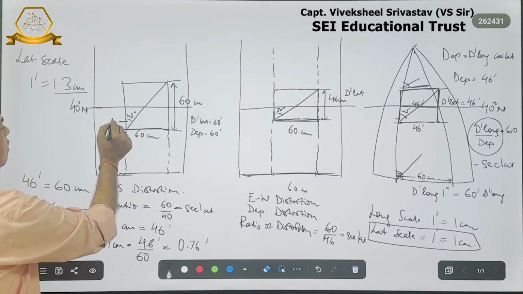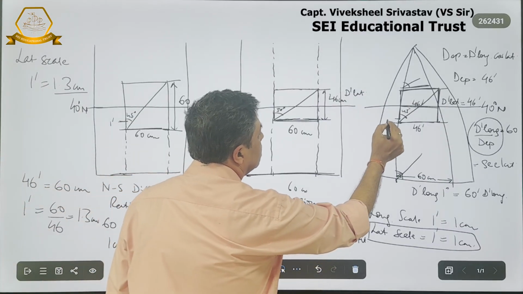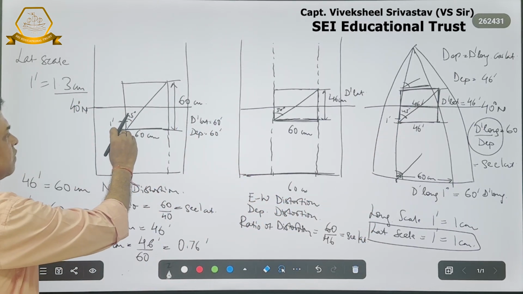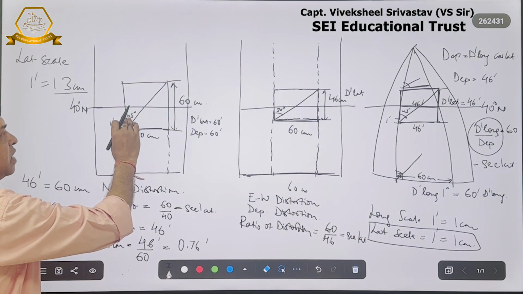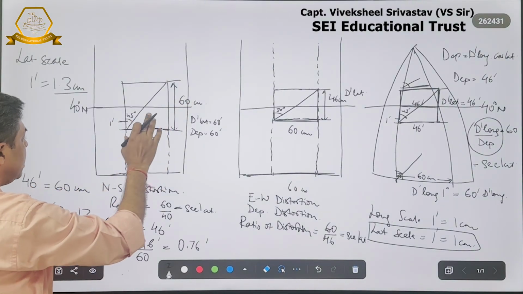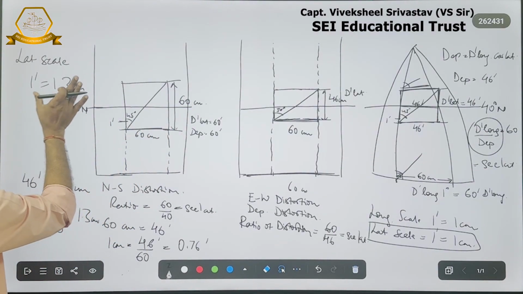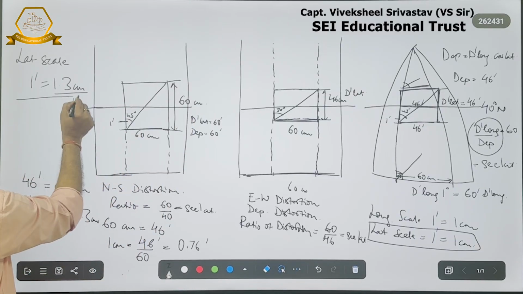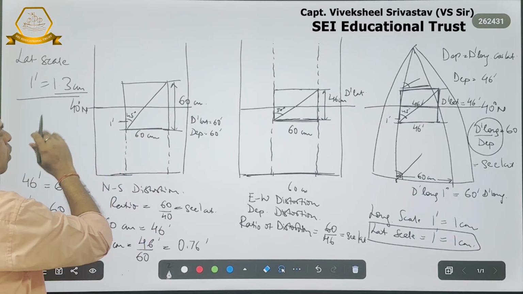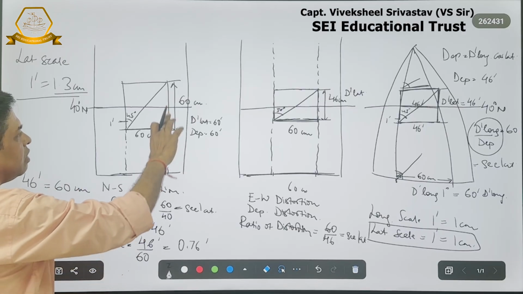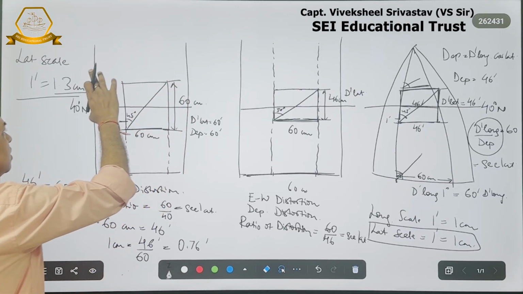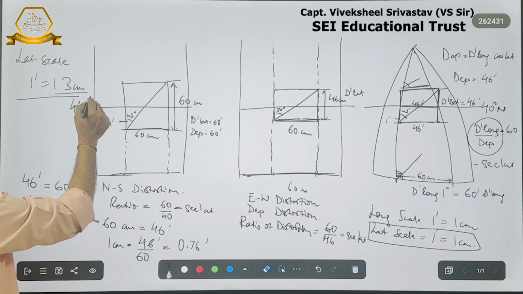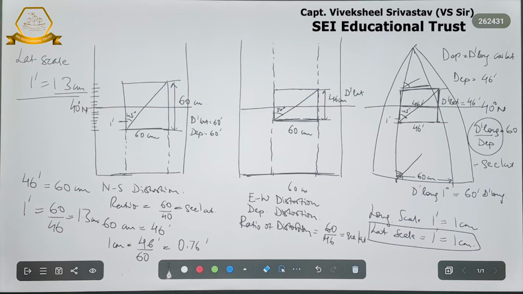This is 1 minute of DLAT. Here, this is 1 minute of DLAT. So now, because of this reduction, 60 centimeters, when we measure by this scale, we will read it as 46. If you take this scale, 1 minute is equal to 1.3 centimeters. When you measure 60 on this scale at this latitude, you will read it as 46 miles.